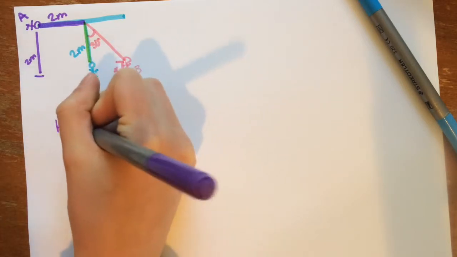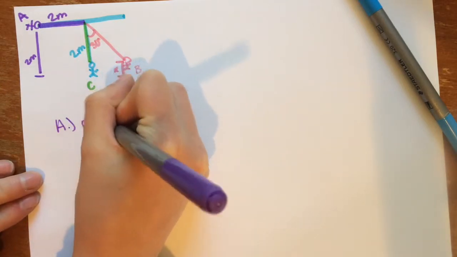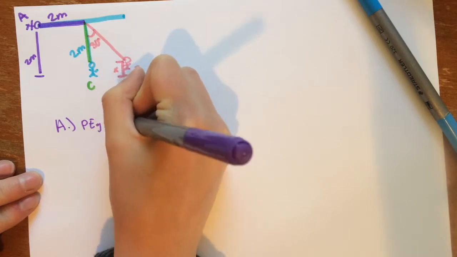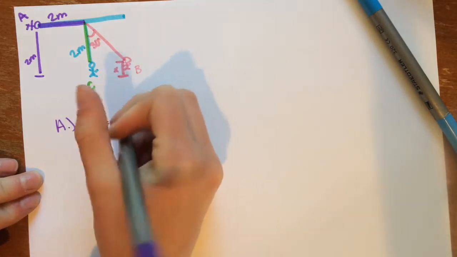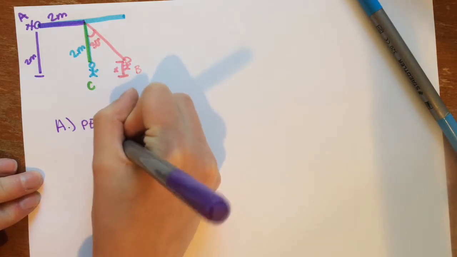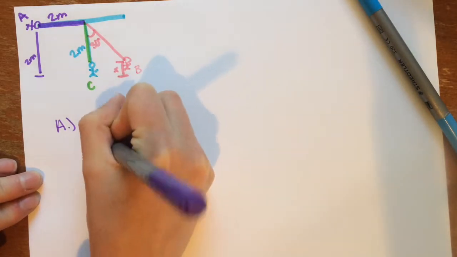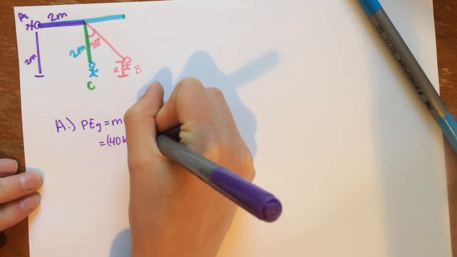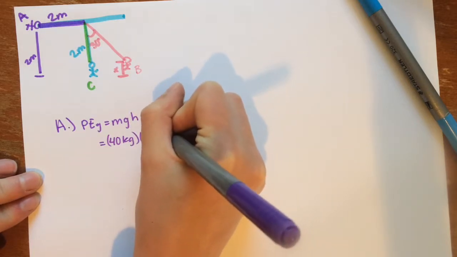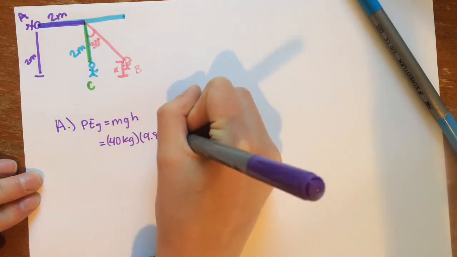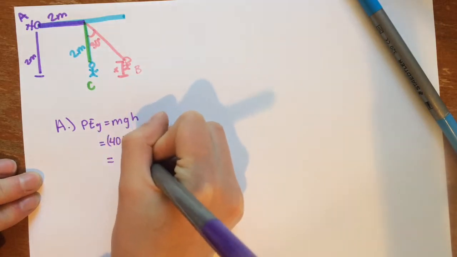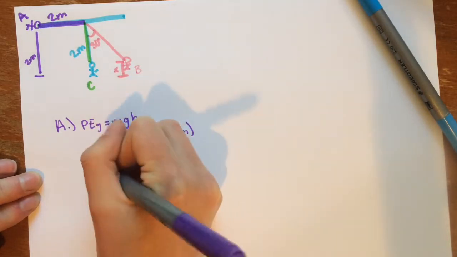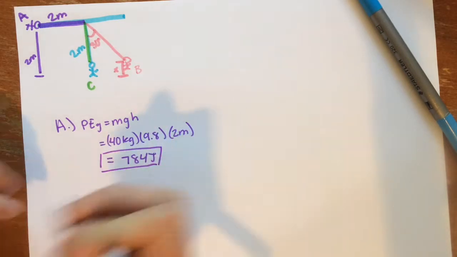So for part A, we're just going to use the potential energy due to gravity formula, which equals mass times the gravity constant times the height. So for that, we have a given mass of 40 kilograms times the constant of 9.8 times a height of 2 meters. And when you plug that into the calculator, it comes up with an answer of 784 joules of potential energy.